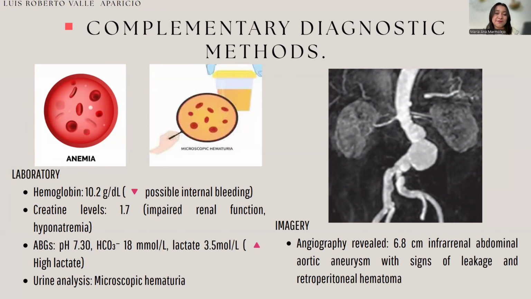And in the urine analysis, we mentioned that he has microscopic hematuria, which can indicate hypoperfusion in the kidneys. And in the imaging, we performed an angiography, and the angiography revealed a 6.8 centimeter diameter infrarenal abdominal aortic aneurysm, with clear signs of leakage and retroperitoneal hematoma, which means that this aneurysm is a clear surgical emergency.